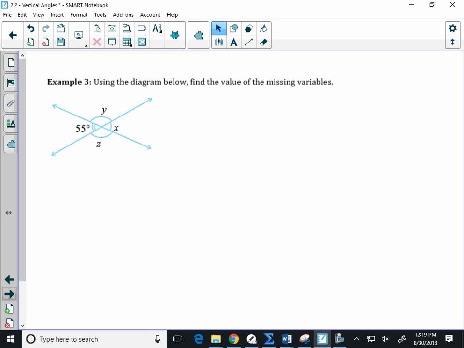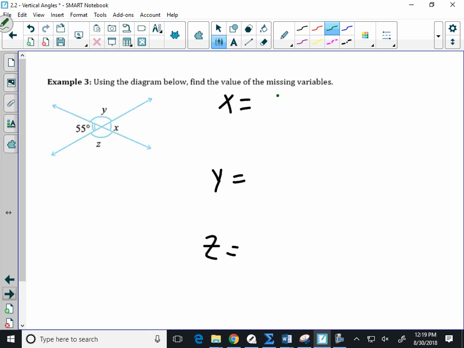Okay. Example 3 says, using the diagram below, find the value of the missing variable. We're going to use this diagram. We need to find x, we need to find y, and we need to find z. Tell me the measure of x. Do you want to move on? Or are you going to give another one? Do you have a question? No. Oh. I'll move on. Nyla? 55. How do you know it's 55? Vertical to an angle that's 55.